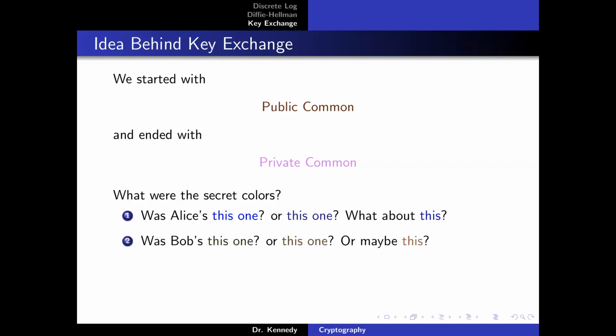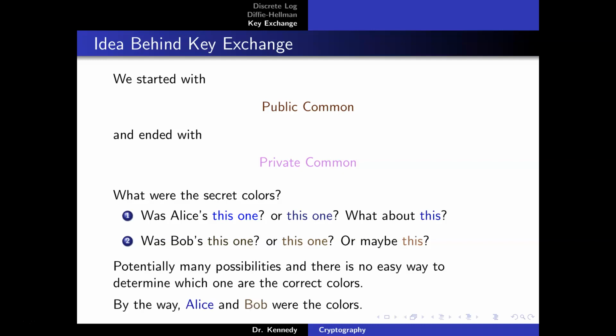You could try to do the same thing with Bob, but again, who knows? There's umpteen different ways to do it. And with so many options and no easy way to do it, you can't, at some intermediate step, undo the process and find the secret colors. Those are secure.